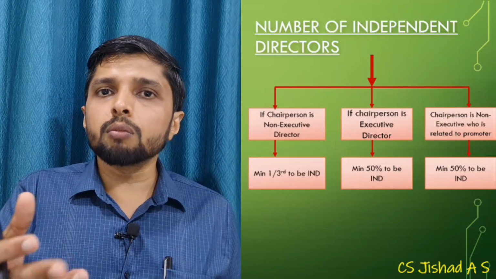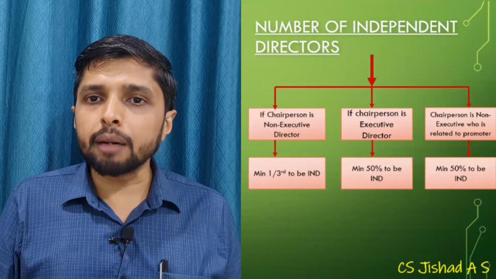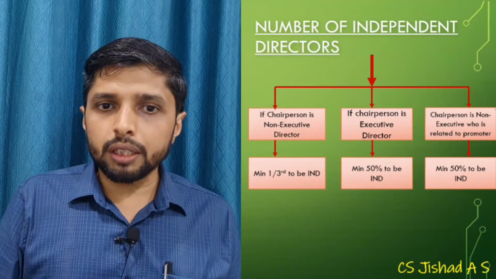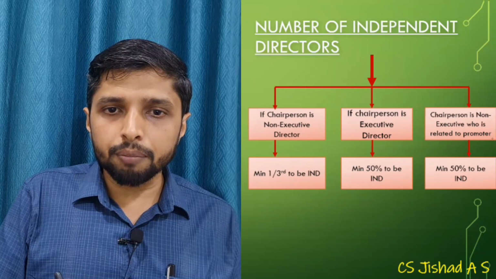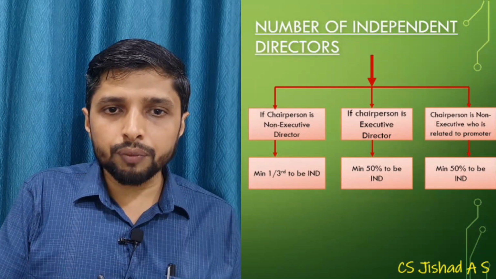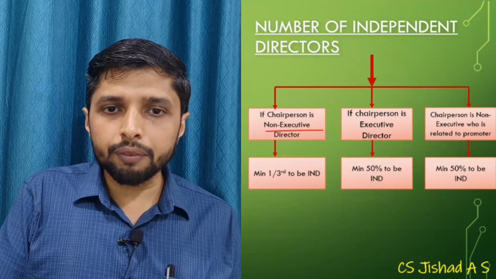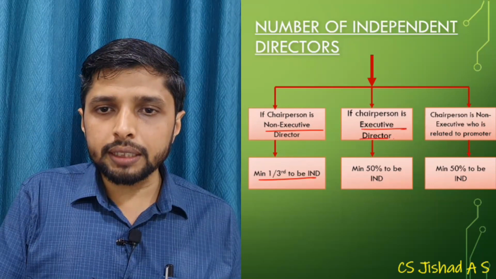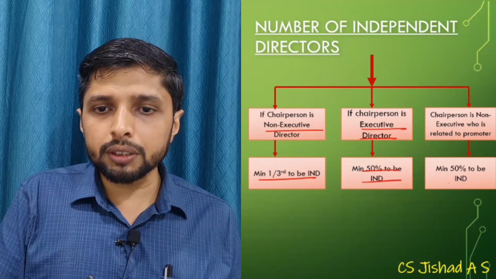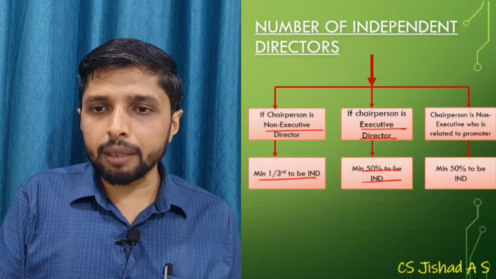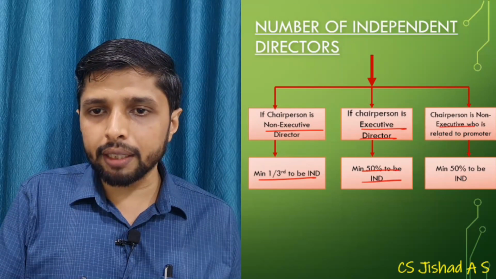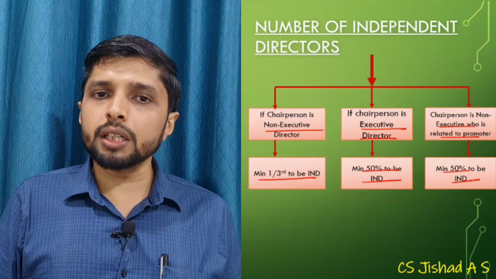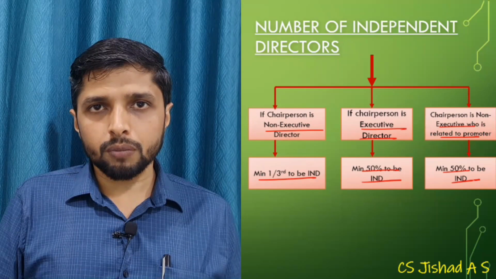Okay, so now we will move to the provisions related to the number of independent directors which is required on the board. So if the chairperson of the company is a non-executive director, minimum 1/3 to be independent. If the chairperson is an executive director, 50% to be independent. If the chairperson is a non-executive director but he is related to the promoter, minimum 50% to be independent. Okay.